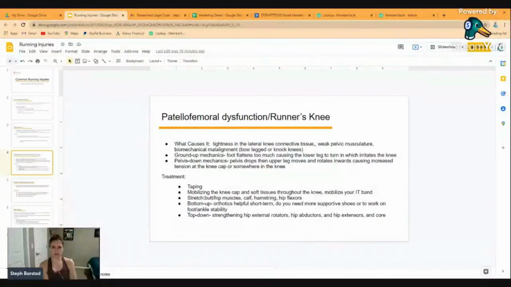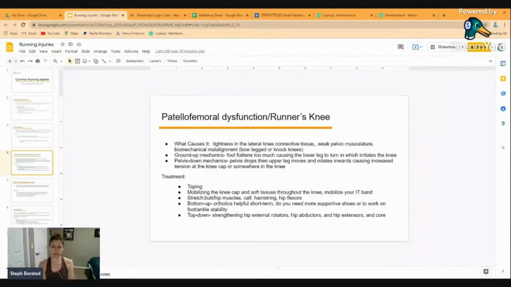So that is some of the causes of runner's knee, and that can be felt anywhere. The kneecap gets stuck in the middle and pulled in different ways, and then it can start to irritate and cause pain, especially with these repetitive movements that we do.